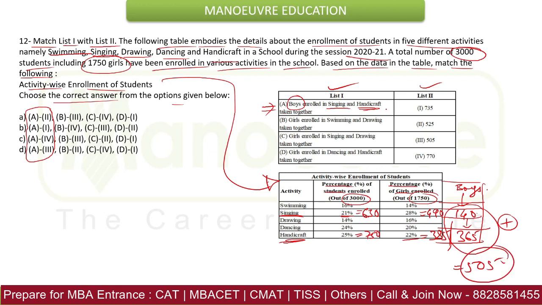So clearly you can see here A matches with option 3. So where does A match with option 3? Only one option, option D, where A matches with 3. Hence option D will be the final answer here, without checking all the other statements. You can clearly find the answer.